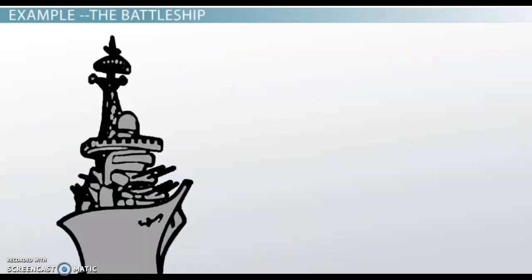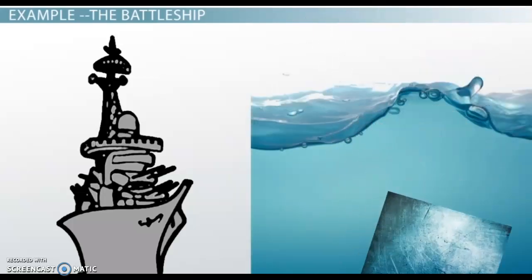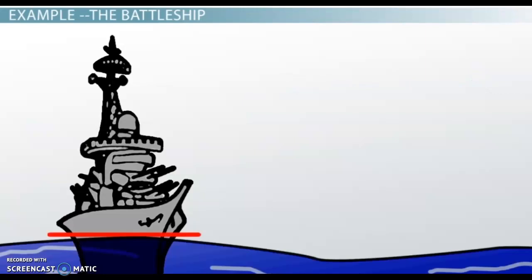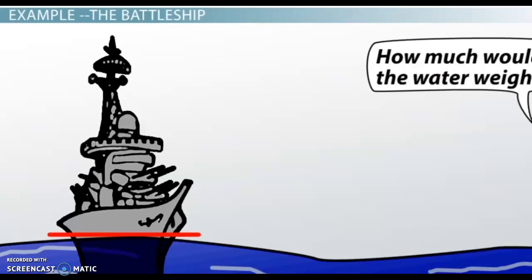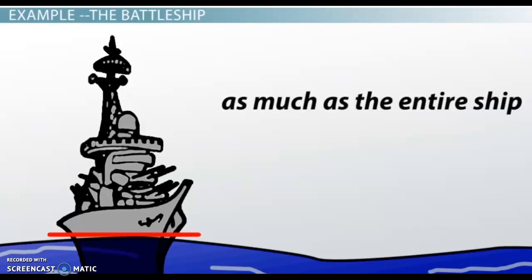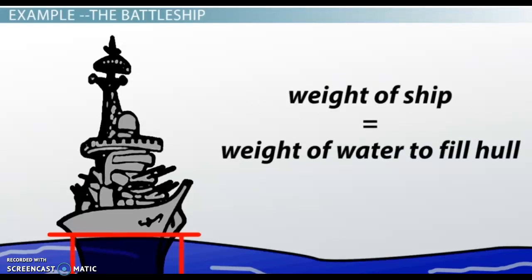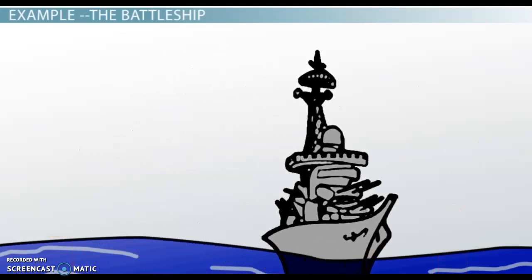Let's use a battleship as an example. A battleship is made of steel. Right about now, you may be saying, but steel doesn't float. So how is it a battleship can float? Look at the image of the battleship. Now imagine drawing a line where the water comes up on the hull of the ship. Then fill the ship's hull with water up to that line. How much do you think the water would weigh? If you said a lot, you're right. It would actually weigh as much as the entire ship. The weight of the water to fill up the hull of the ship weighs the same as the ship, so the water applies a buoyant force up on the ship with this much force. Therefore, the ship made of steel floats.